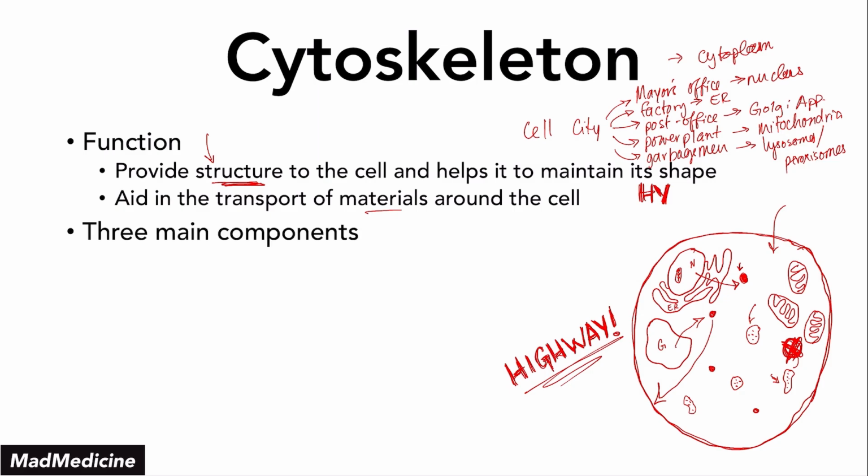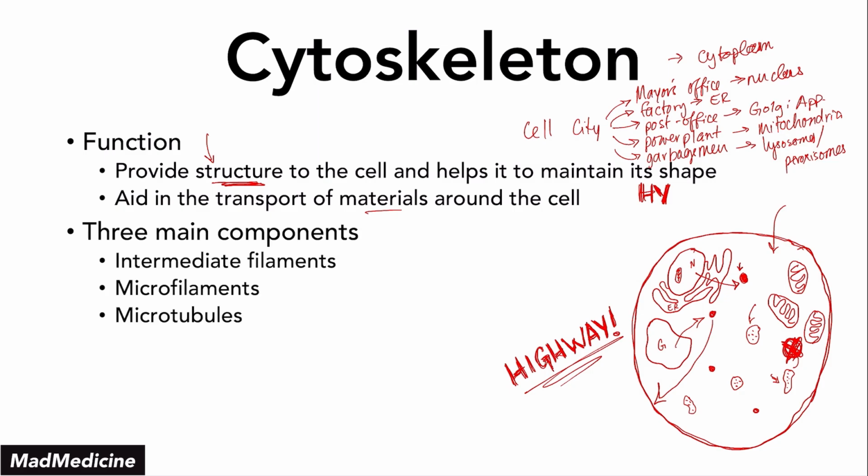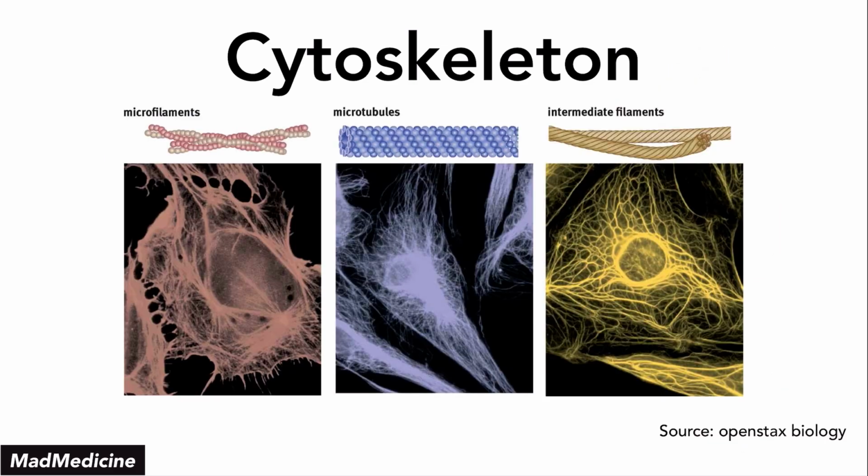Now, there are three main components. You have the intermediate filaments, microfilaments, and microtubules. All of these are high yield, which we're going to be discussing in this lecture. And this is what they look like under electron microscopy. These are what microfilaments look like. These are the microtubules, and they're called microtubules because they're microscopic tubules. And then these are your intermediate filaments, which we're going to discuss first.